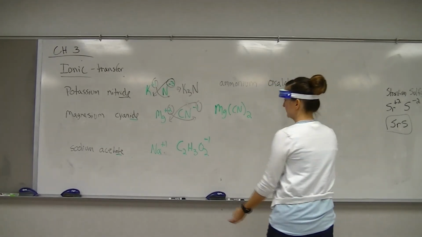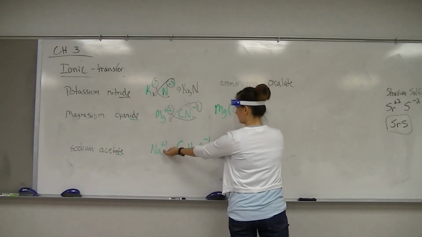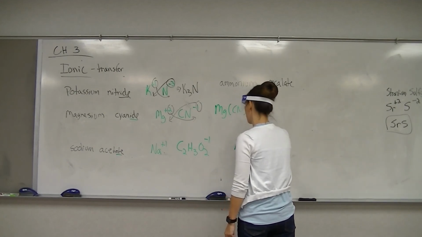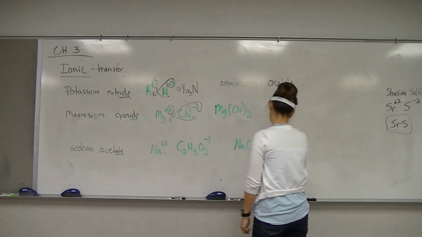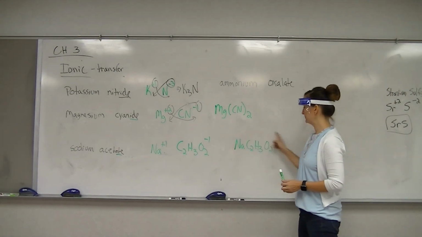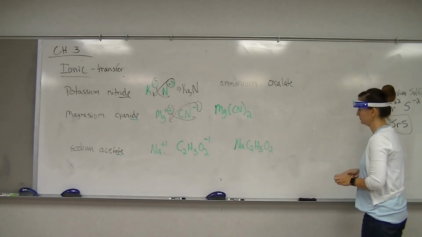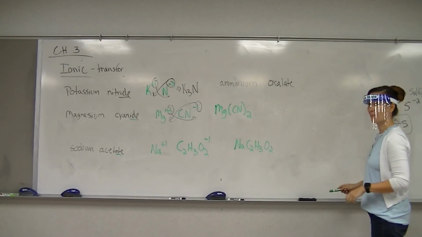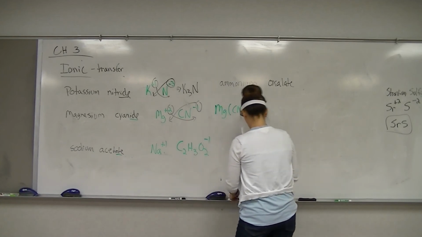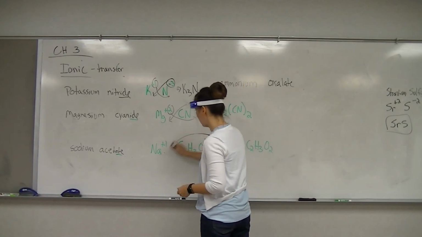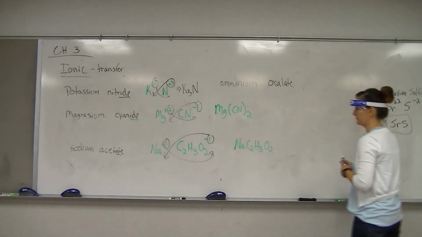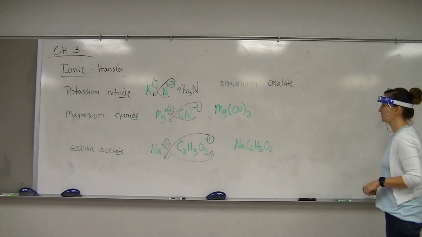This one, charges cancel. You just need 1 of each. So you have sodium with 2 carbons, 3 hydrogens, and 2 oxygens. So this would be the chemical formula. Because they cancel each other out. So, I mean, you could do the crisscross too and see that. You just need 1 sodium and 1 acetate. I almost called that oxalate.